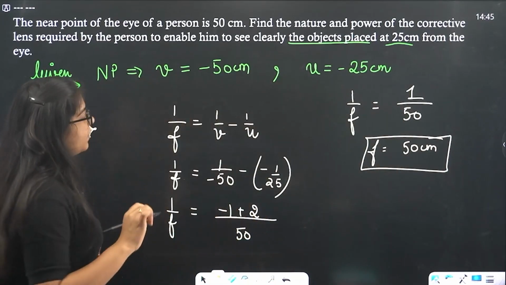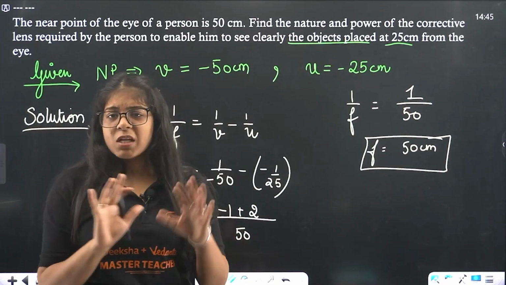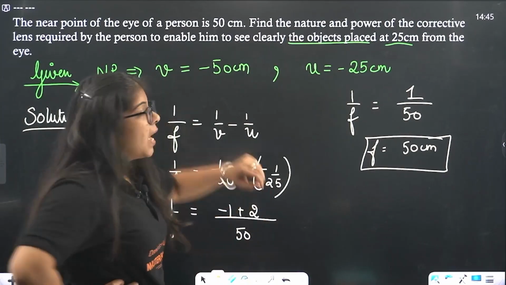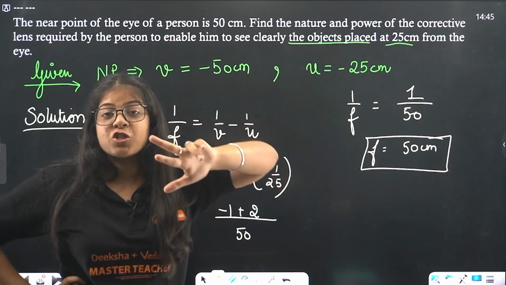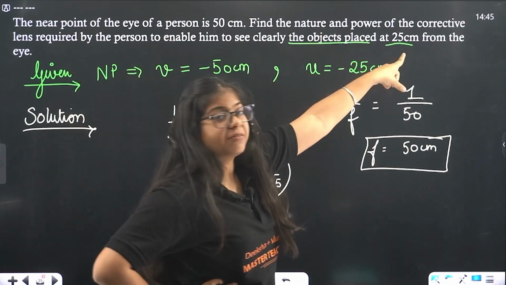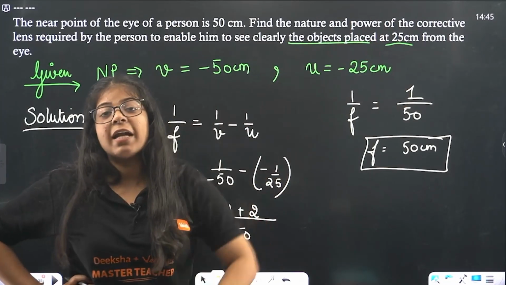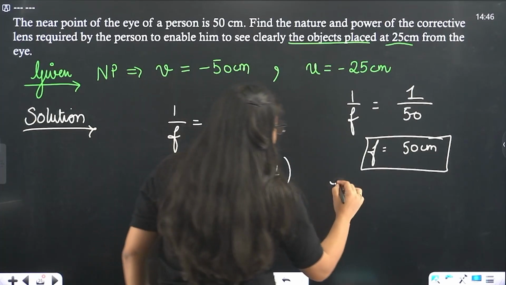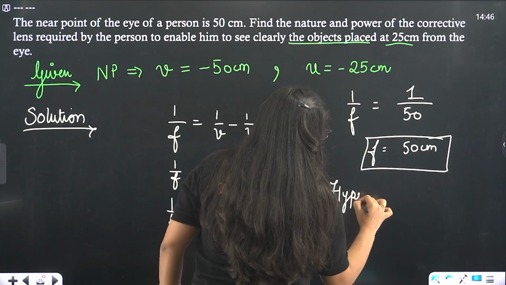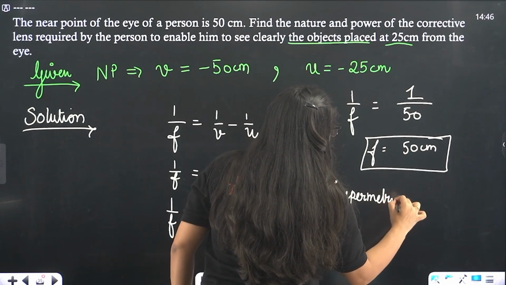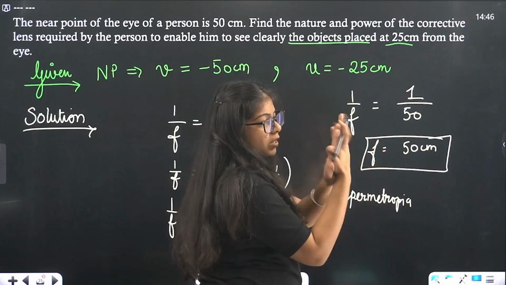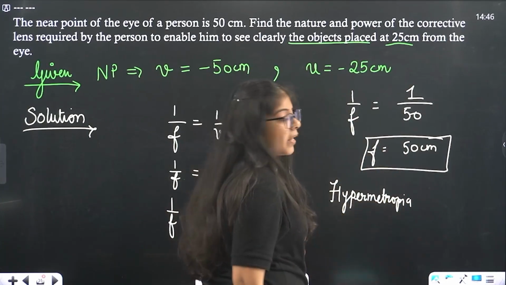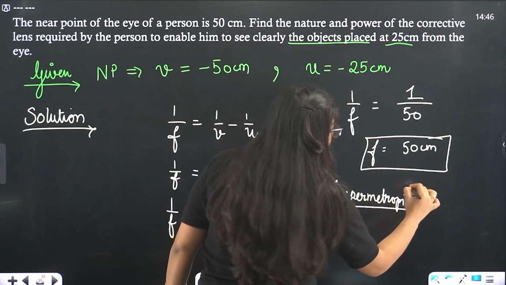50 centimeter. Now, this is done. You tell me one thing. The near point of a person is 50 centimeter. That means the near point has shifted from 25 centimeter to 50 centimeter. That means it is hypermetropia. The person cannot see nearby objects clearly. That's why the near point shifted from 25 centimeter to 50 centimeter. So it is hypermetropia.